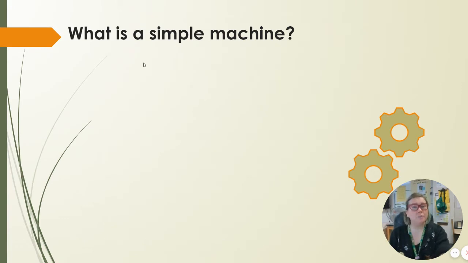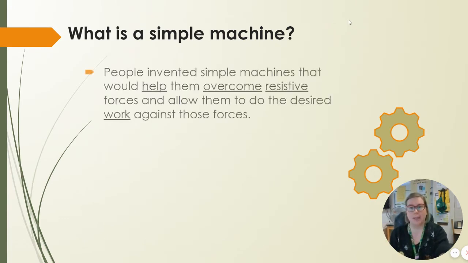So what is a simple machine? We're going to review this real quick. People invented simple machines that would help them overcome resistive forces and allow them to do the desired work against those forces. When I say resistive forces, I mean moving things that are too heavy or breaking things that are really, really hard, right? That's what simple machines were designed to help with.